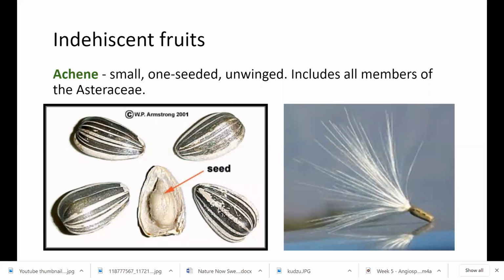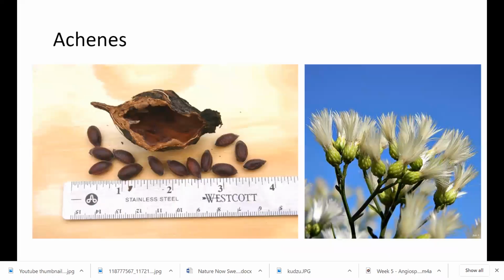Okay, continuing our journey for indehiscent fruit, we have achenes. These are small and single-seeded. They do not have wings on them. And everything in the Asteraceae family has achenes. So you see a sunflower as an example of an achene. And interestingly, Calycanthus floridus, which we will learn in lab, is another example of an achene. It's a little tricky too because it has a fleshy husk to it where the seeds are stored. So it's not something that you intuitively might think is an achene.